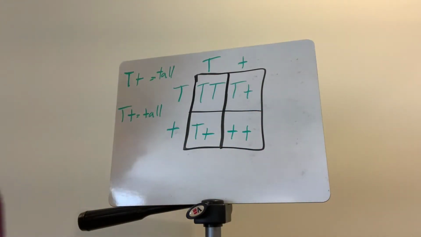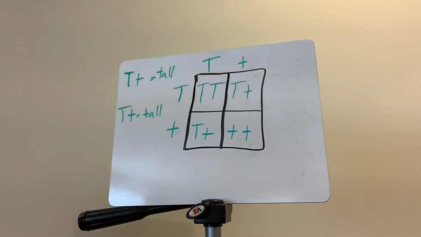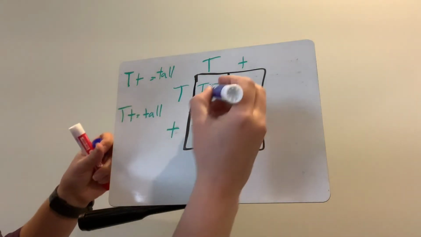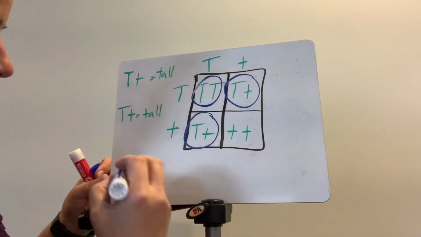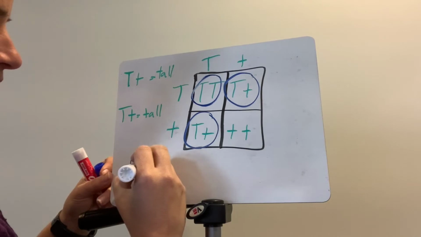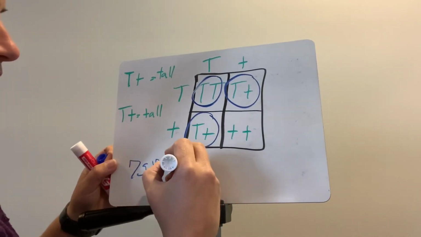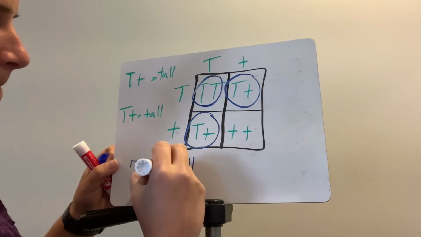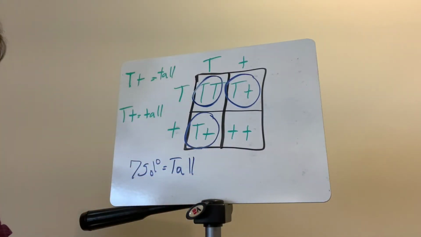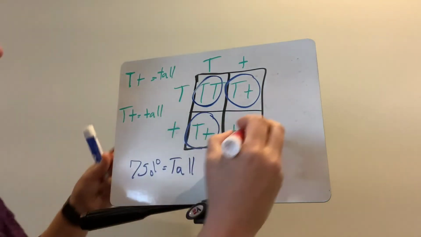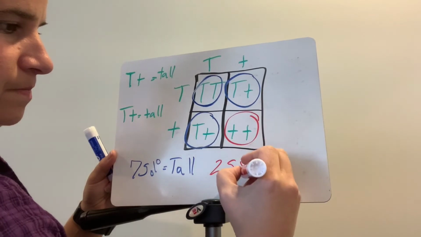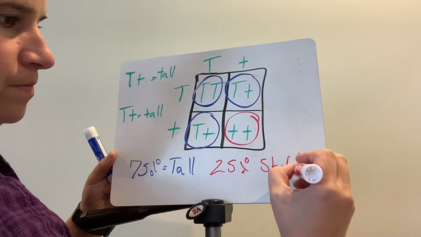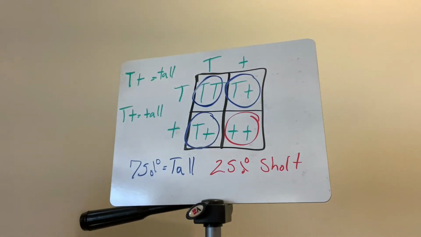And what did we get? Well, our percentage looks a little different now if you've figured that out. We have 1, 2, 3 of these squares, which would be 75%, are tall. 75% of the offspring are tall. 1 out of 4, which is 25%, are short. So it's a 3-to-1 ratio.